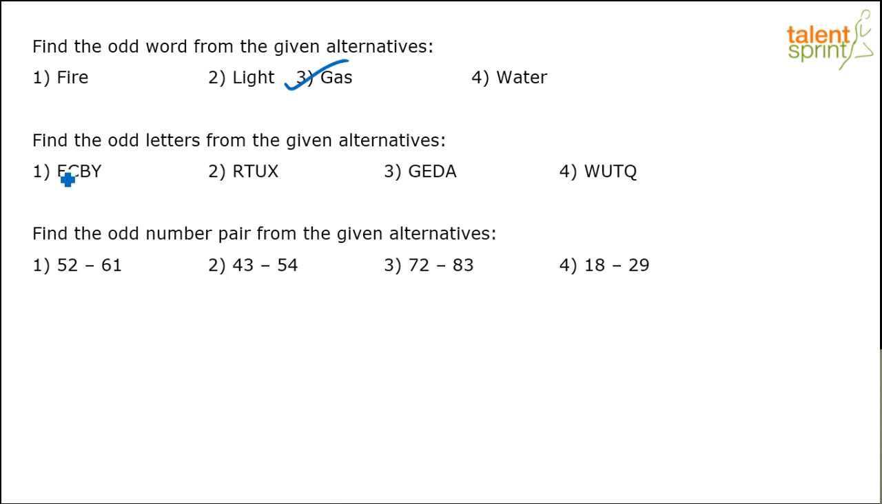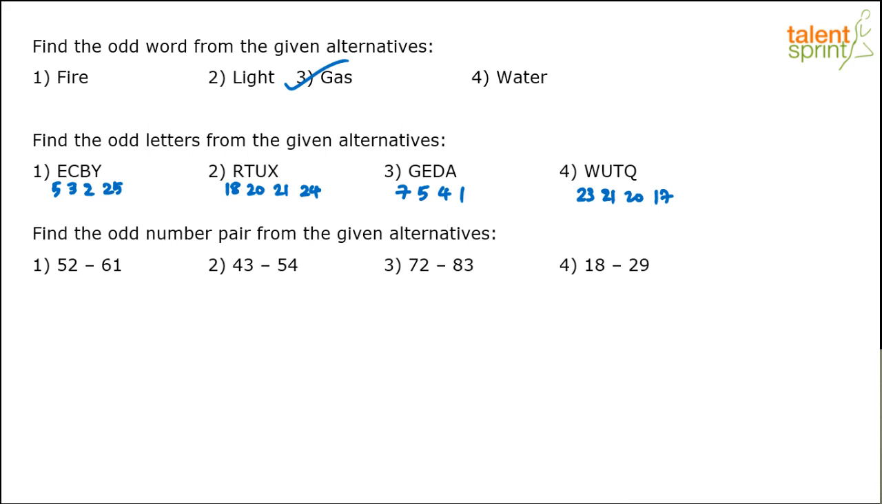Like ECBY, right? So this is 5, 3, 2, 25. RTUX, R is 18, T is 20, U is 21, X is 24. Sorry, X is 24, right? Then GEDA, it's like 7, 5, 4 and 1. And WUTQ, right? So 23, 21, 20 and 17, right? So now try to identify how are these letters related to each other. What is the relationship between their numerical positions?